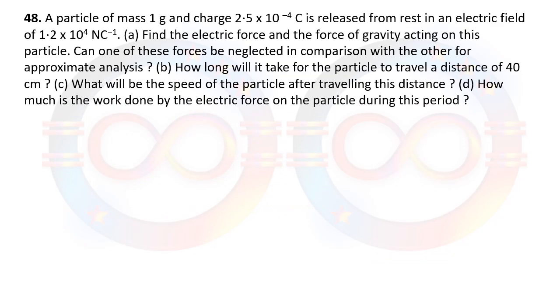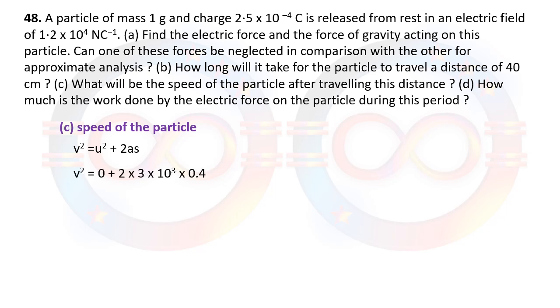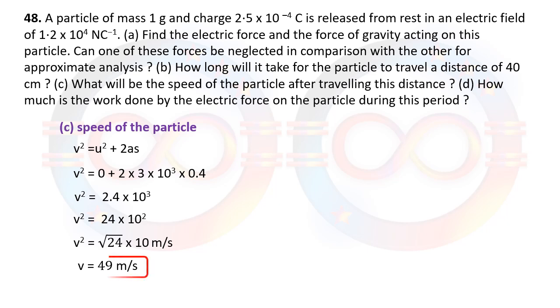Now question C is there, C part of this question number 48. What will be the speed of the particle after traveling this distance? Again, third equation of motion, v square is equal to u square plus 2as. v square is equal to u square, 0, plus 2 into 3 into 10 raised to 3, distance is 0.4, and after calculation we will be getting this value as 49 meter per second. It is actually 48.7, but we can take 49 meter per second. The speed will be this after traveling a distance of 40 centimeter.